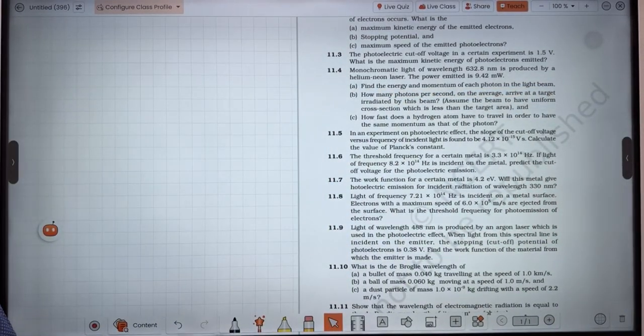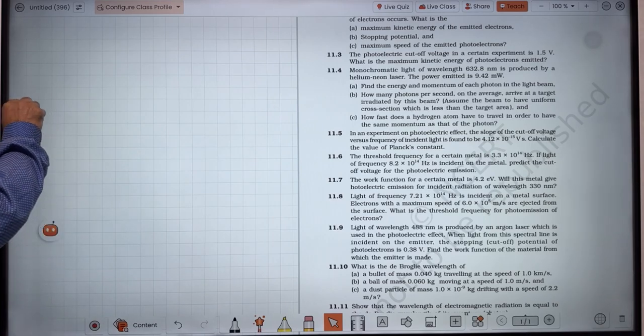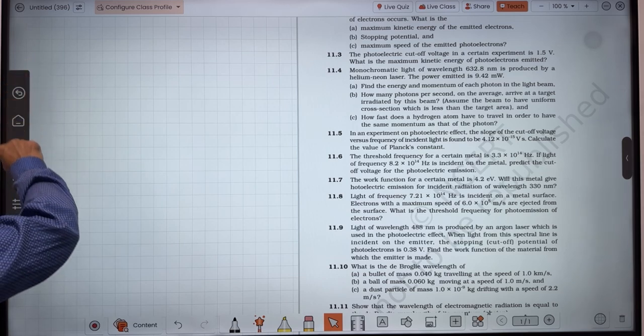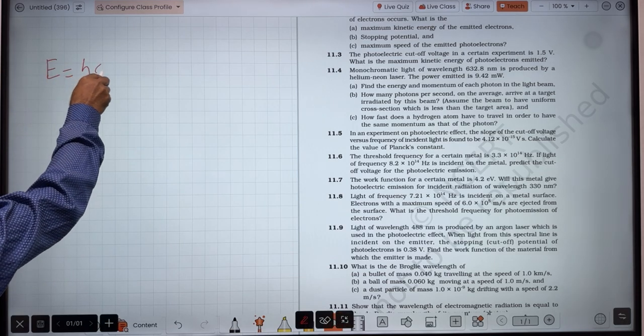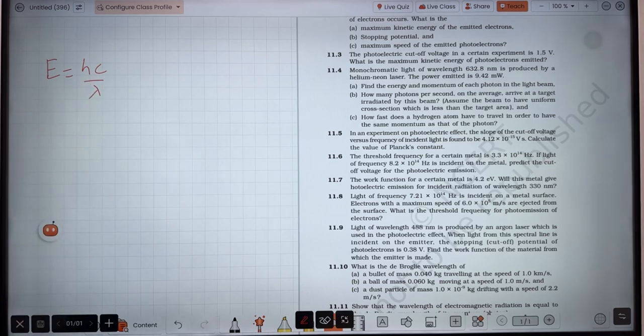So here, energy. Find the energy and momentum. So we have to find out the energy. So energy E is given by E equal to h nu or hc upon lambda. In our question, what is given?